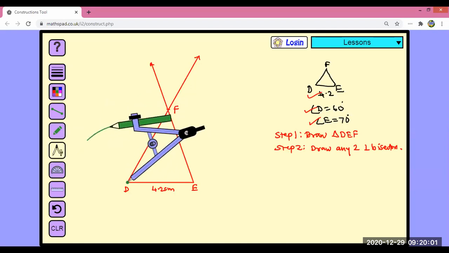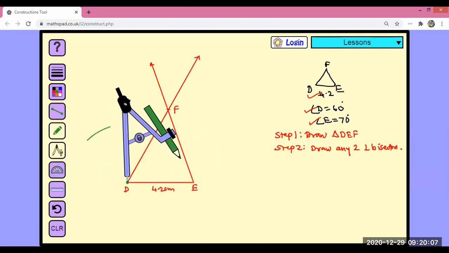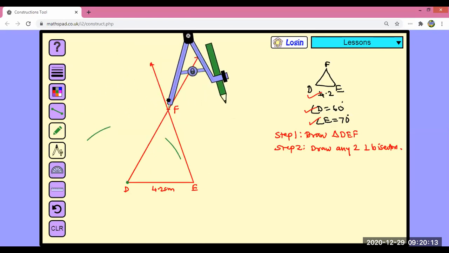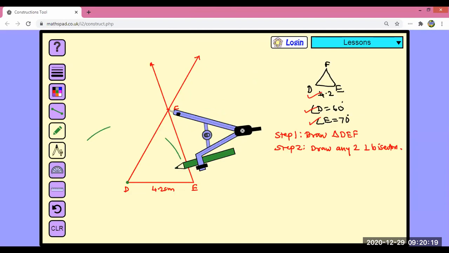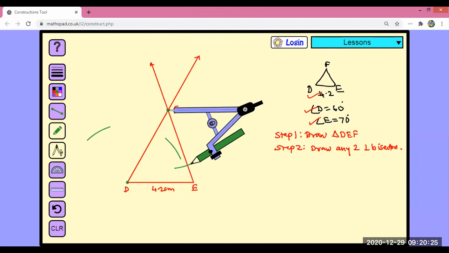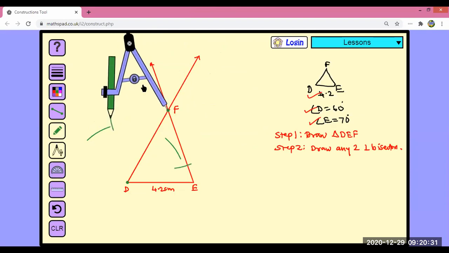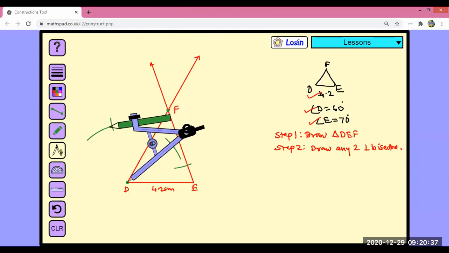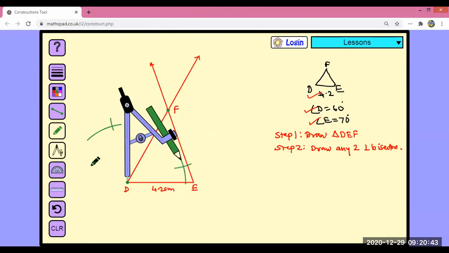So here we are drawing one arc on this side, and we draw another arc on the other side like this. Okay, and then place the steel point on F, right? And try to cross out those two arcs using the same distance. So here you see the arcs are still not crossed out. So place back the steel point on point D and try to cross out those two arcs. This is how you draw the perpendicular bisectors.